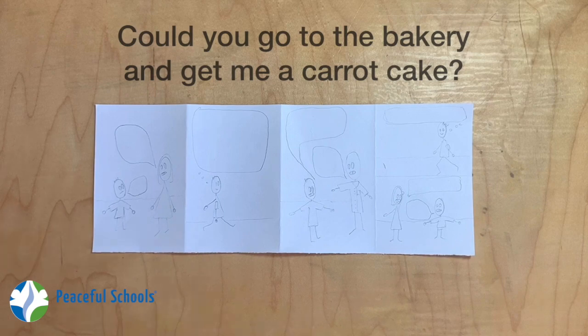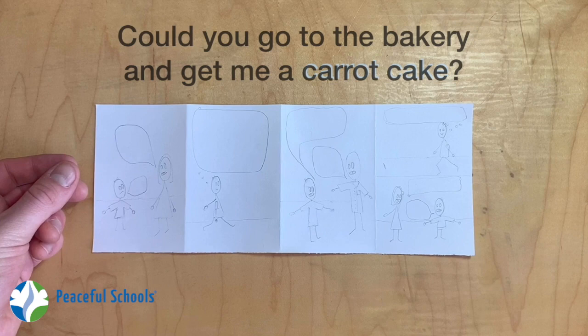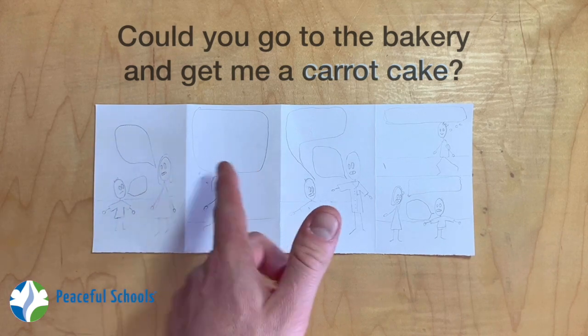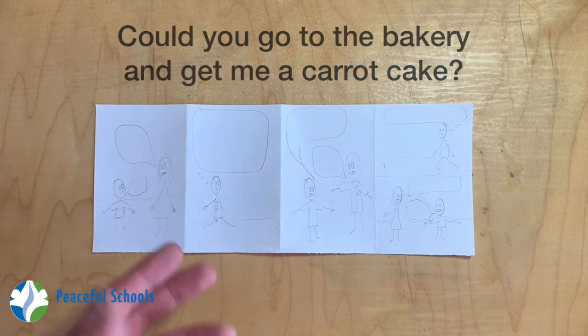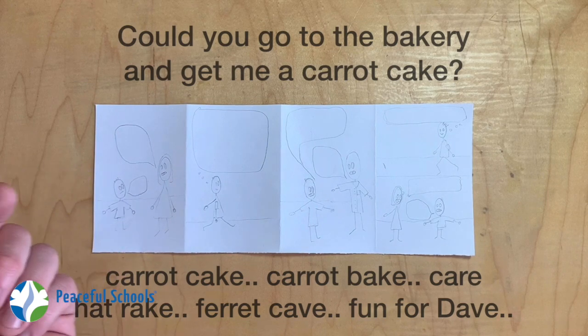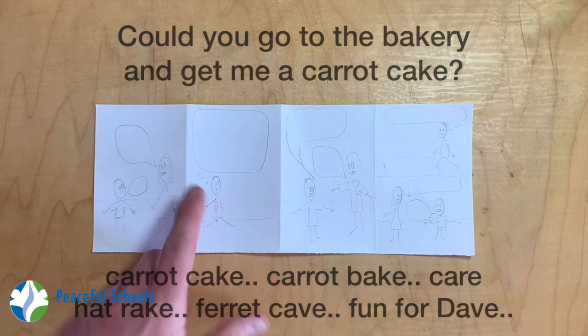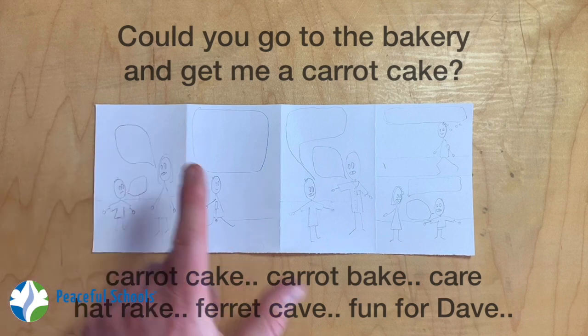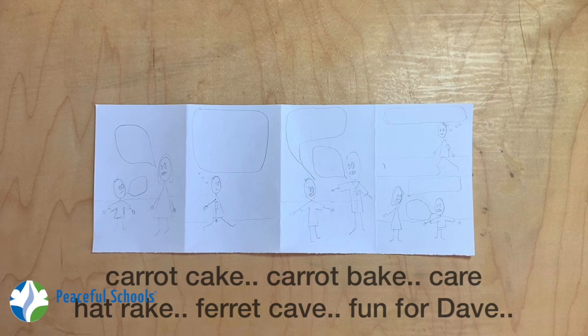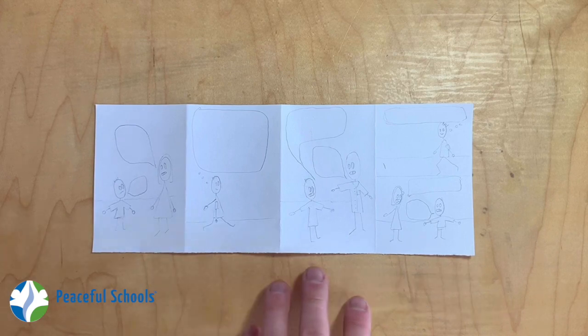So then, as we move into the hook, I wanted the boy to be walking to the store, and I wanted him to be thinking of the word that his mother asked him to get. But then I wanted him to start thinking of that word in other forms. So I'm going to have him say carrot cake, carrot bake, care hat rake, ferret cave, fun for Dave. Because what he's doing, he's actually thinking of the words, because you can see the bubbles right here. So he's thinking of the word, but in his head he's kind of jumbling it up. And that's where he's going to run into the conflict.